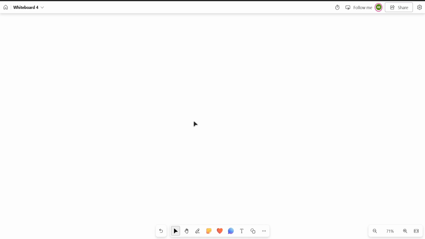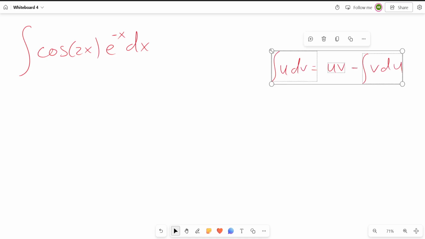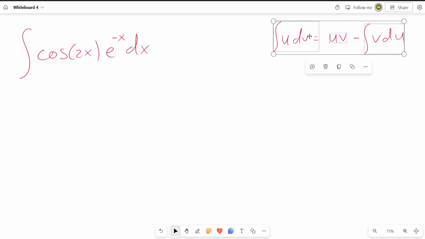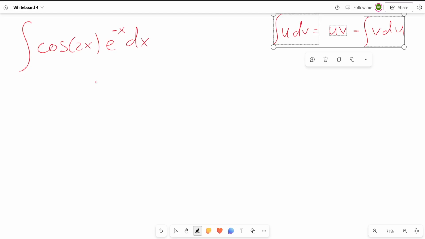Let's take a final example, which is a little bit tough. Let's say we want to find the integration of cosine 2x times e to the power of negative x dx. This is also a question where we will need to use the integration by parts rule more than once. We're going to use it 2 times.